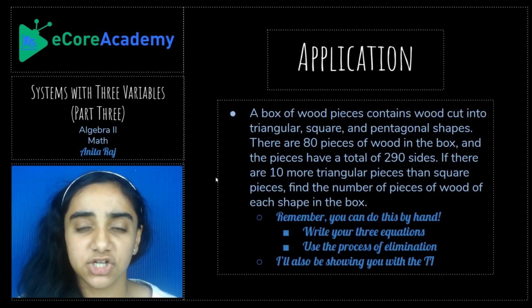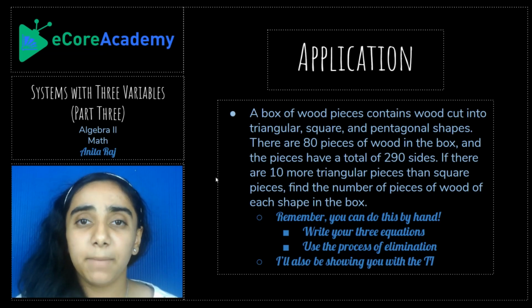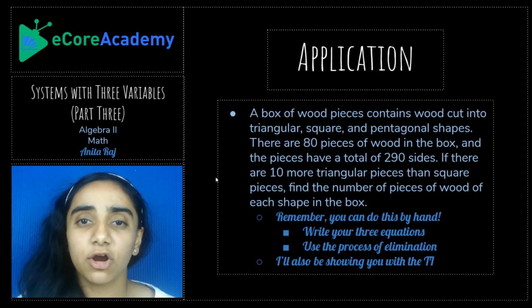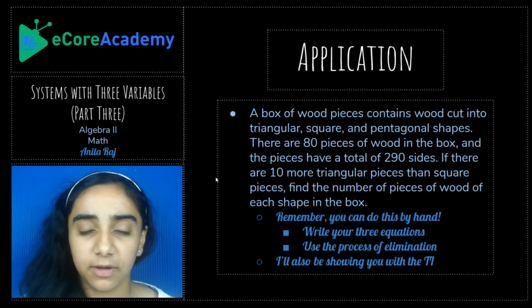Okay, so this is the application I have for you guys today. I'll read this mini paragraph for you guys, and then there's some guidelines at the bottom, and then we'll get right into the problem. So here's the application. A box of wood pieces contains wood cut into triangular, square, and pentagonal shapes. There are 80 pieces of wood in the box, and the pieces have a total of 290 sides. If there are 10 more triangular pieces than square pieces, find the number of pieces of wood of each shape in the box. So that is a pretty hefty paragraph.